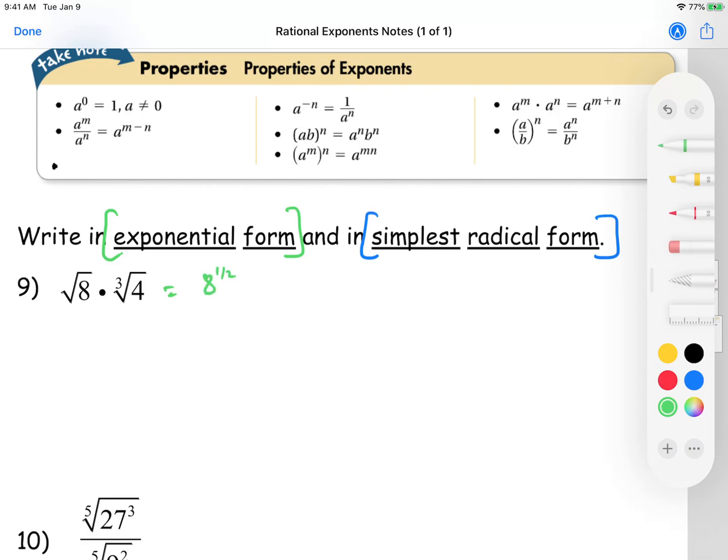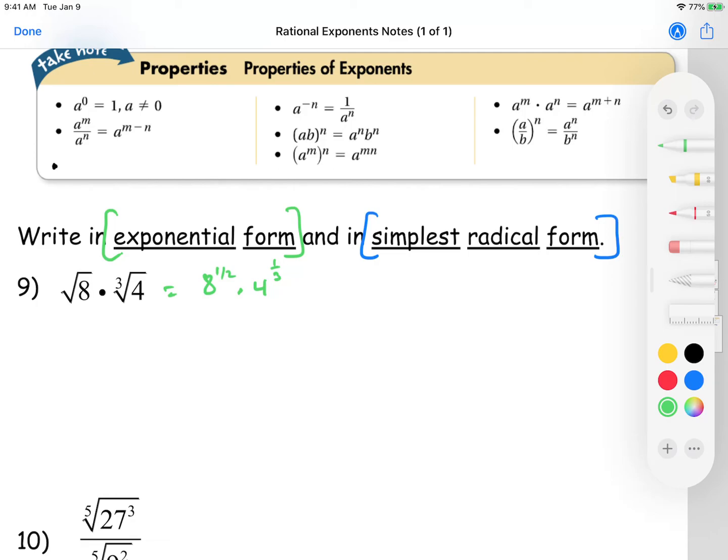8 to the 1/2, right? Times the third root of 4, so 4 to the 1/3. Okay? Now, you're probably thinking, oh, well, that's it. That's done, right? Unfortunately not. Remember, we want to make these things like bases.